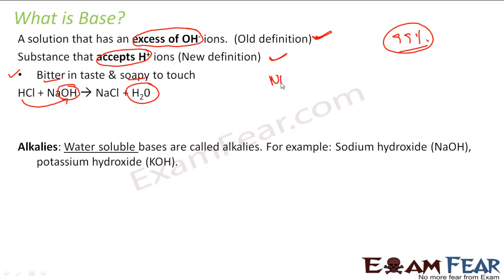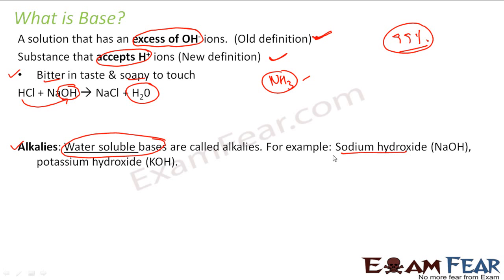That example will be the reaction of ammonia with something. I'll explain this, but before that, let me take this alkali part. What is alkali? Alkali is a subset of base, right, which are water soluble. So you can say water soluble bases are called alkali, because all bases are not water soluble. Some bases are water soluble, some bases are non-water soluble. So water soluble bases are called alkali.